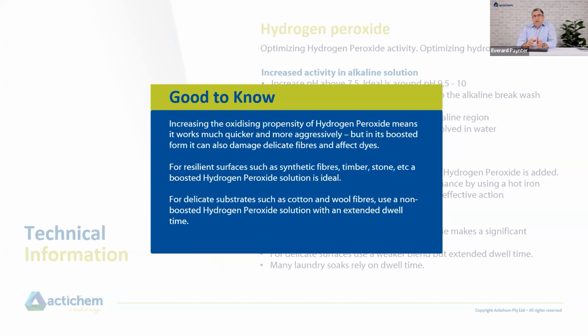So for resilient surfaces such as synthetic fibers, polyolefin fibers, nylon fibers, all things like timber, stone, resilient surfaces, your boosted hydrogen peroxide solution is absolutely ideal. But for delicate substrates, such as cotton and wool fibers, we are far better off using a non-boosted version of hydrogen peroxide, but use our extended dwell time to achieve those same results.